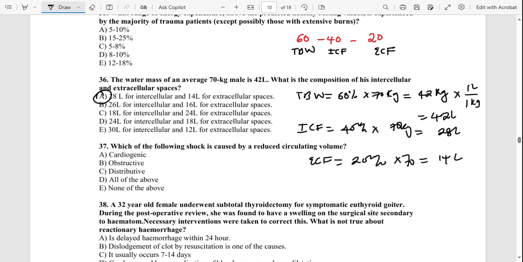The next question, 37. Which of the following shock is caused by a reduced circulating volume? Cardiogenic, obstructive, distributive, or all of the above, none of the above? Anyone to help with this question? Anyone?